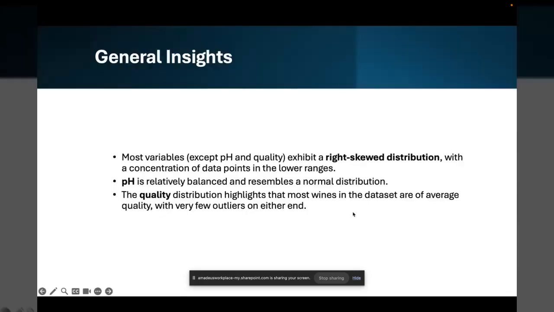General insights: what we can deduce is that most wines in this dataset are of average quality. Variables like citric acid and chlorides tend to cluster at lower ranges, while pH is well balanced. This implies we'll need to apply transformations to address skewness and normalize the scales for better model fitting.